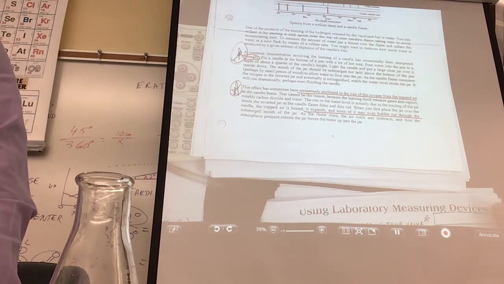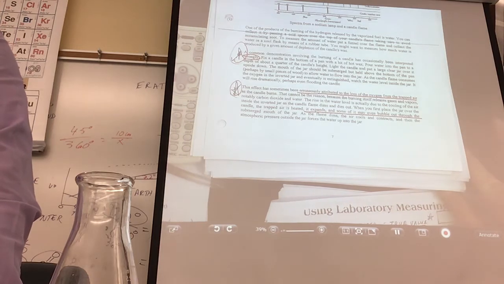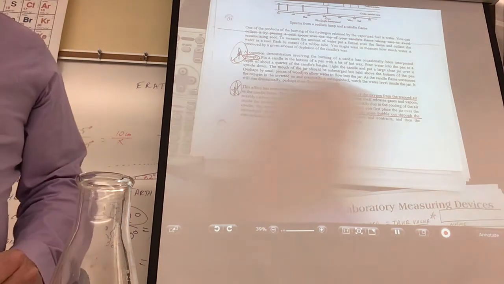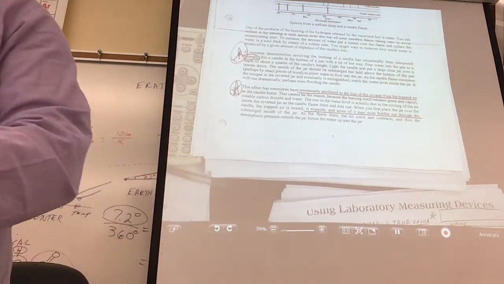A common demonstration involving the burning of a candle has occasionally been interpreted wrongly. Fix a candle at the bottom of a pan with a bit of hot wax or clay. Pour water in the pan to a depth of, blah, blah, doesn't matter. Light the candle and put a large clear jar over it upside down. The mouth of the jar should be submerged but held under the bottom. Okay, that's what I'm going to do. It's been explained the wrong way many, many times. So I'm going to try to explain it the right way.